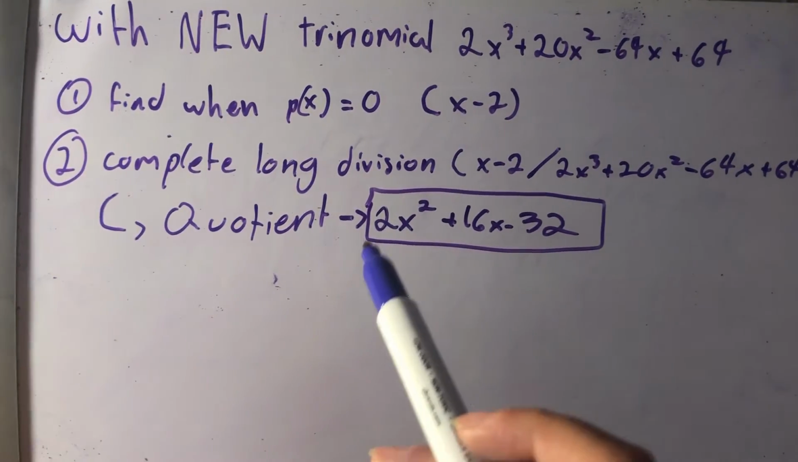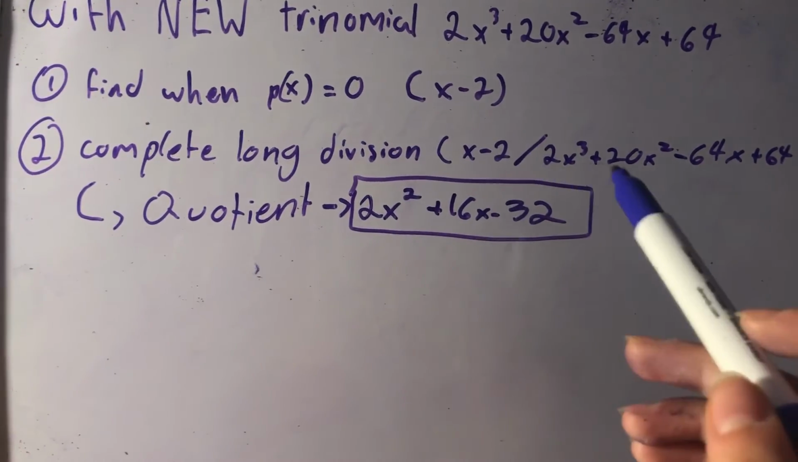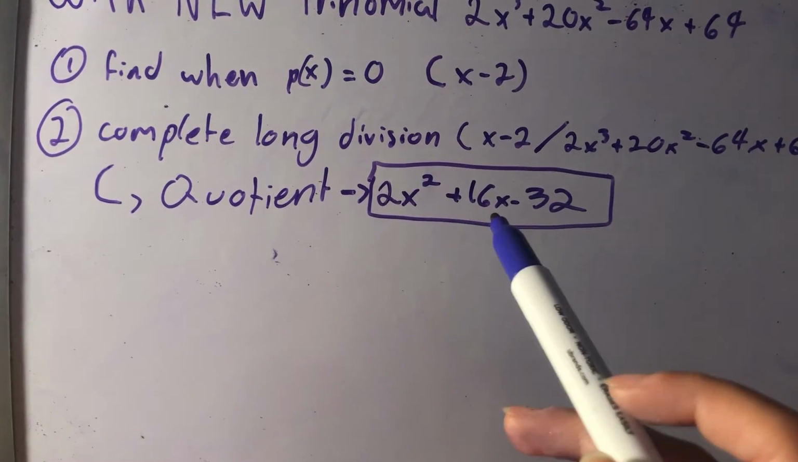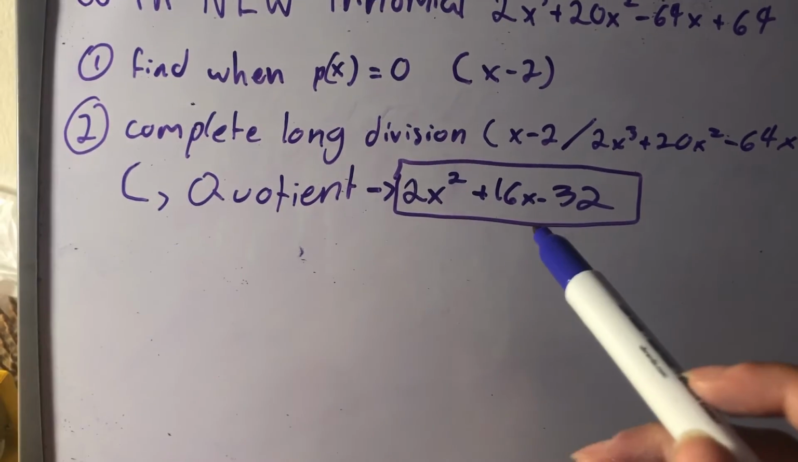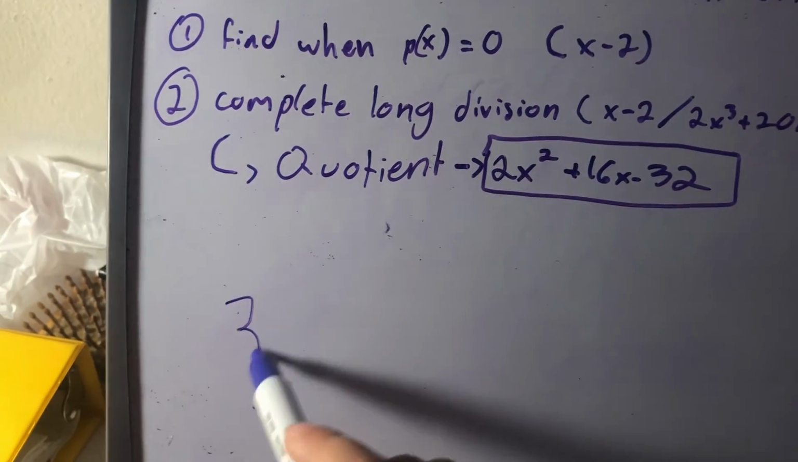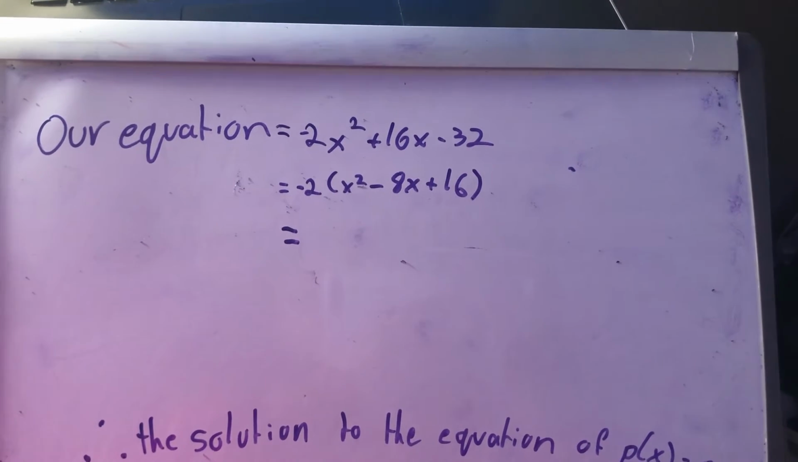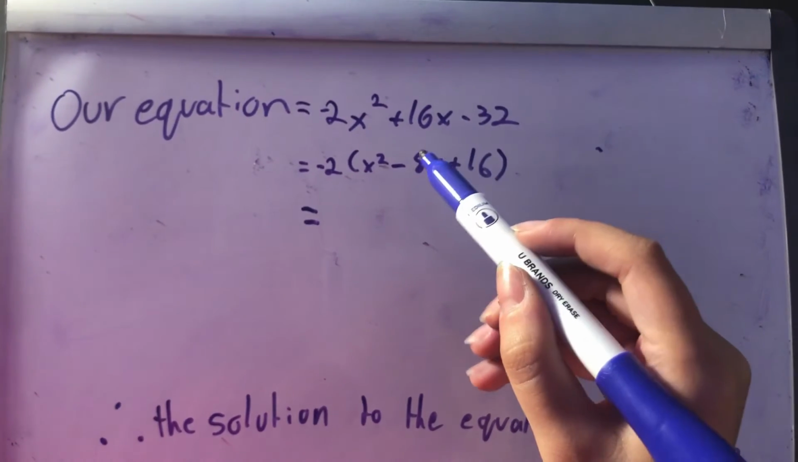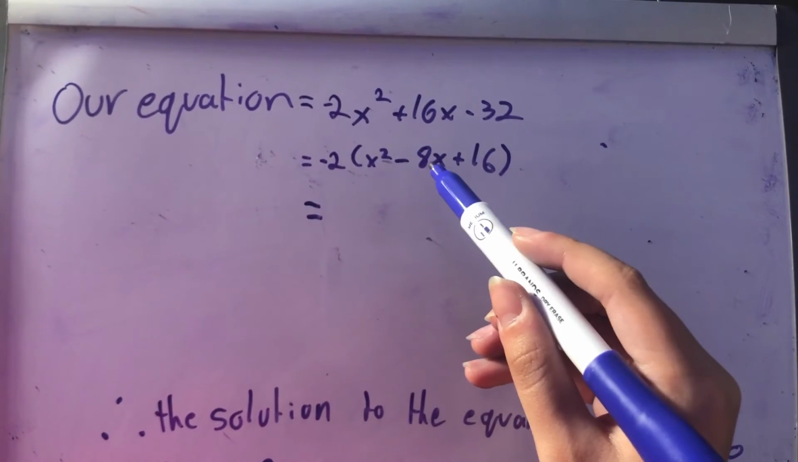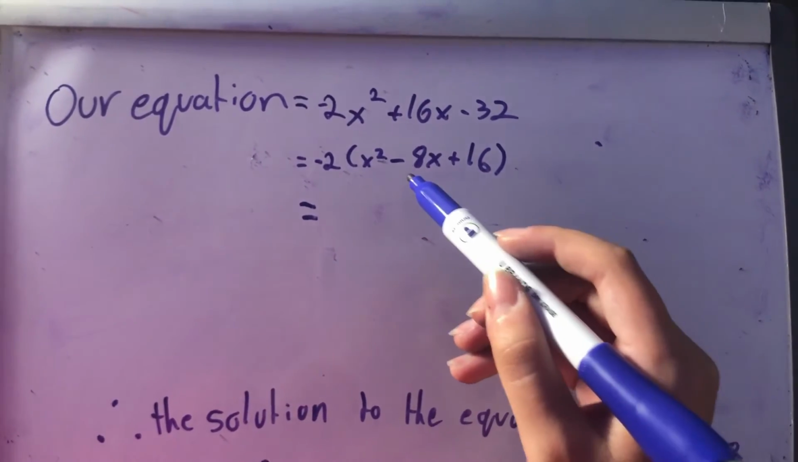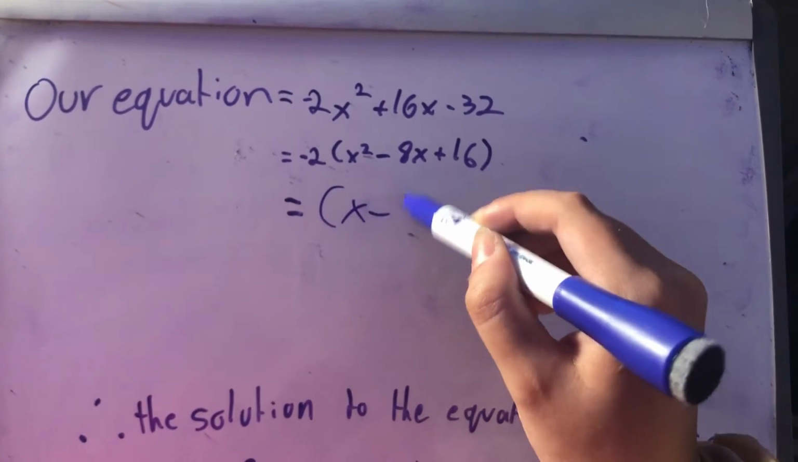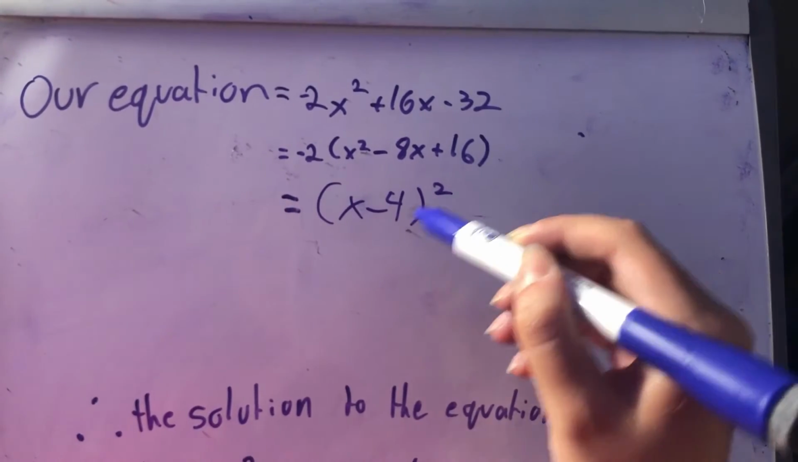The quotient for our next long division, using x minus 2 as the divisor, is negative 2x squared plus 16x minus 32. This is a quadratic, so our third step is now to factor. Our equation is now negative 2x squared plus 16x minus 32. By factoring out a negative 2, it gives us negative 2 times x squared minus 8x plus 16. As you can see, this is a perfect square, which will factor out as (x minus 4) squared.